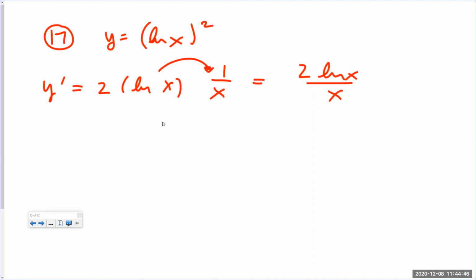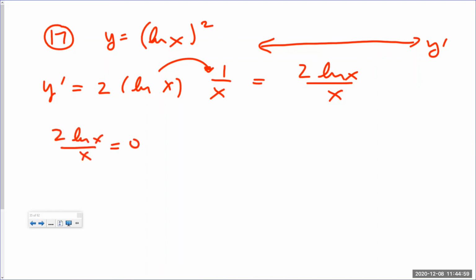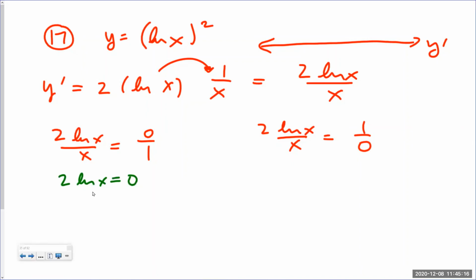And what do you do with the derivative? How do you get this y prime number line? You set y prime equal to 0 or d/e. Okay, so this would be 2 ln of x equals 0, or 2 ln of x over x equal to d/e. D/e is really 1 over 0, and this would be 0 over 1. If I cross multiply here, I'll get 2 ln of x is equal to 0. Okay, be careful with this.